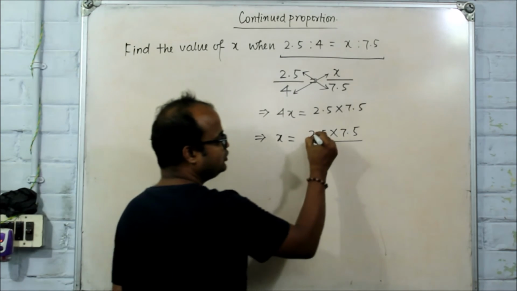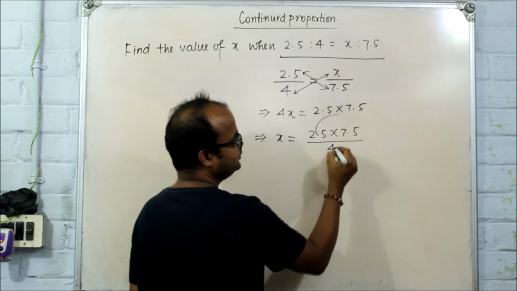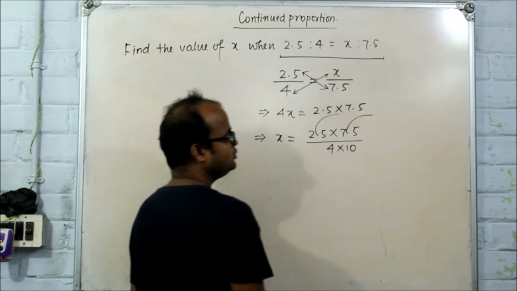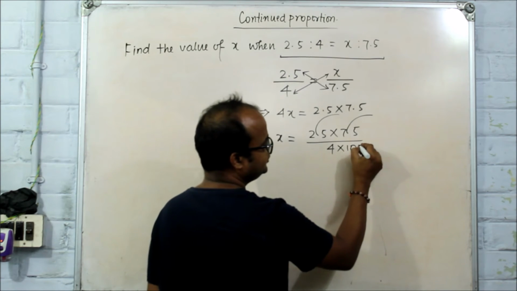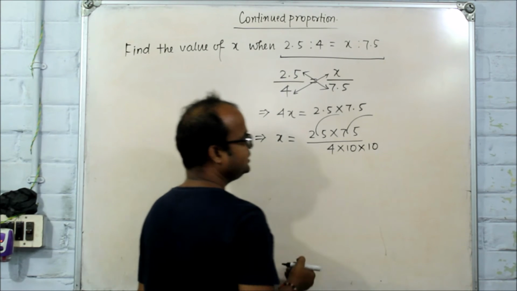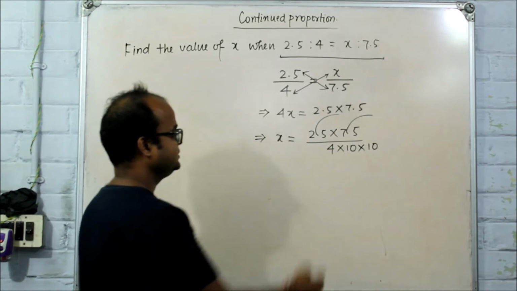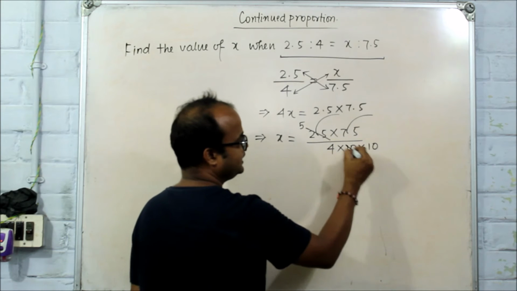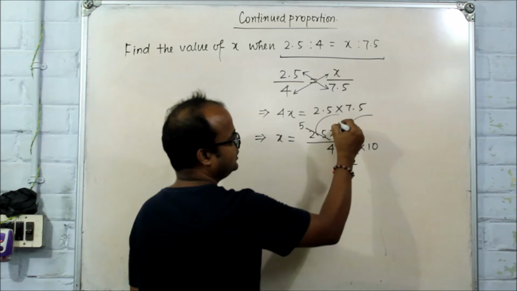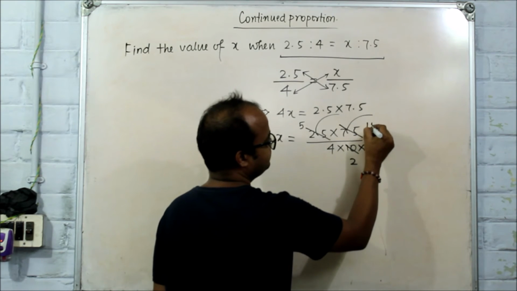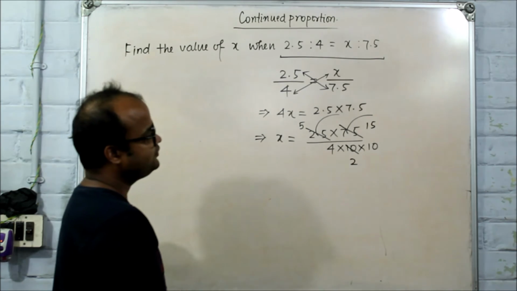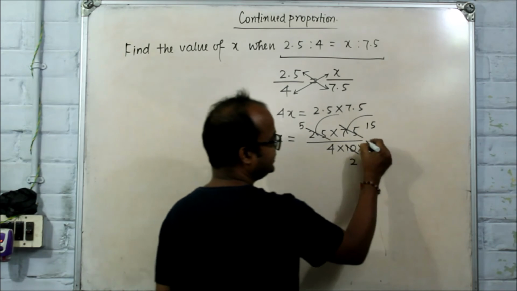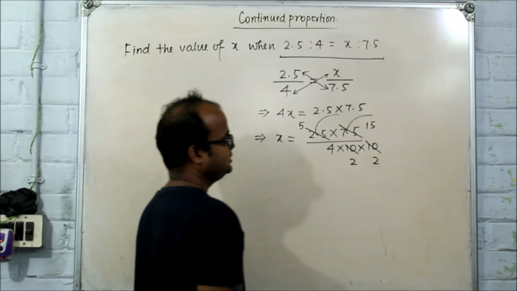Clear? So now to remove this decimal, we need to multiply the denominator by 10. To remove this decimal, we again need to multiply the denominator by 10. Now we cancel out the factors. 5 5s are 25, 5 2s are 10. If you cancel with 5, 5 1s are 5, 5 5s are 25. 15, here you will get 5 2s are 10.